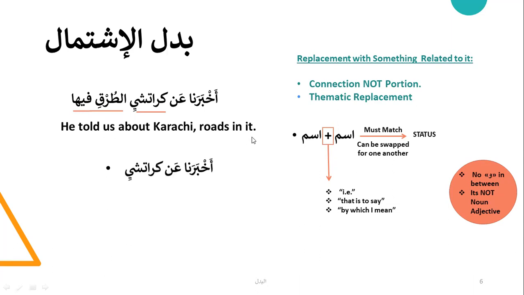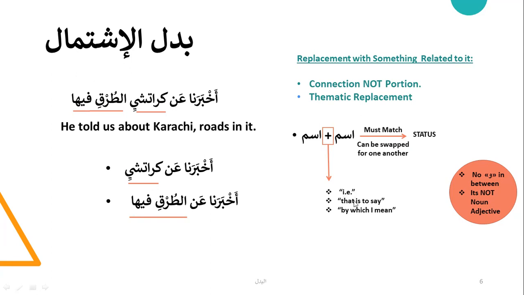So let's look at how they match, first of all, in status. Karachi is jar because of an, and Turki is also jar. You can see there is no wow in the middle, and they are also not noun and adjective. Turki means roads, and Karachi is a city. Now see, akhbarna an Karachi, he told us about Karachi. Is it replaceable with roads in it? He told us about roads in it. So you see, they both are perfectly replaceable.